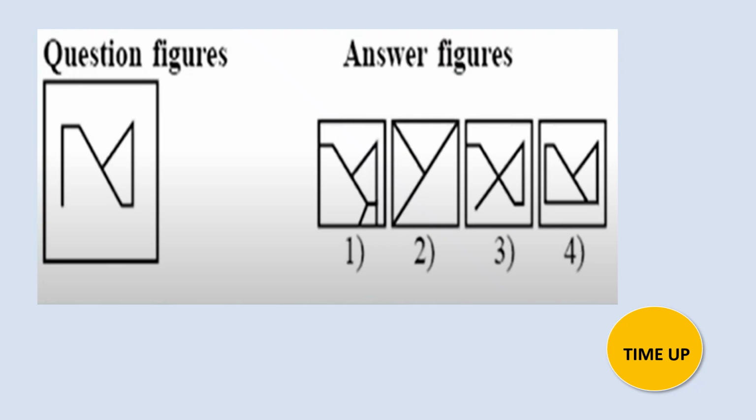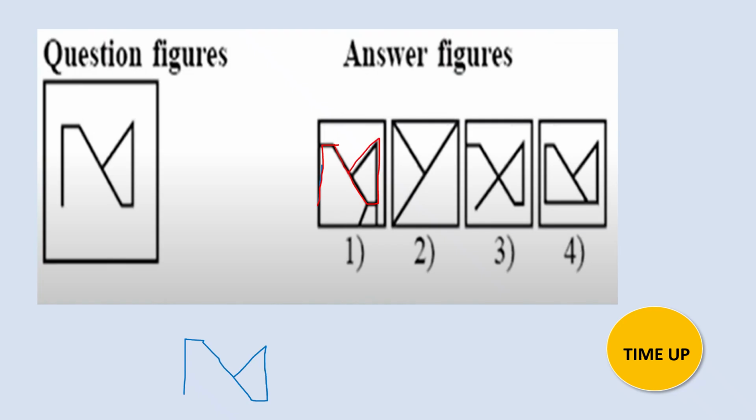Okay, time up, students. So we'll check the first one. Here the figure is like this, correct? You have something like this, then it has come downwards, then again this, and then you have a like this. So this is the shape. If you carefully observe the first one, you will think that you have found the image here, correct?